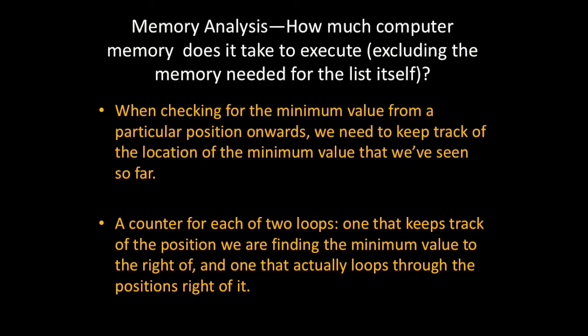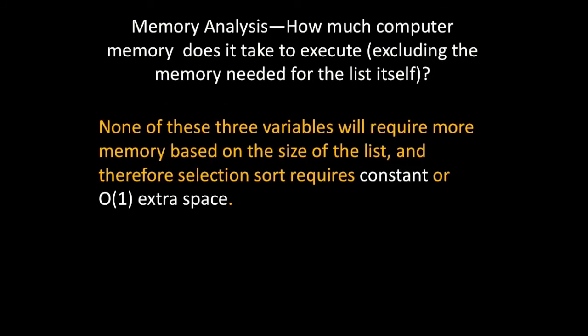When checking for the minimum value from a particular position onwards, we need to store where we found that value. And we're also going to need to store two loop counters. One that keeps track of the position we're finding the minimum value to the right of. That's going to be the outer loop or the i loop. Another that actually loops through the positions right of it. That's the inner loop, or informally the j loop. Well, none of these three variables will require more or less memory based on the size of the list, and therefore selection sort requires constant or O of 1 extra space.